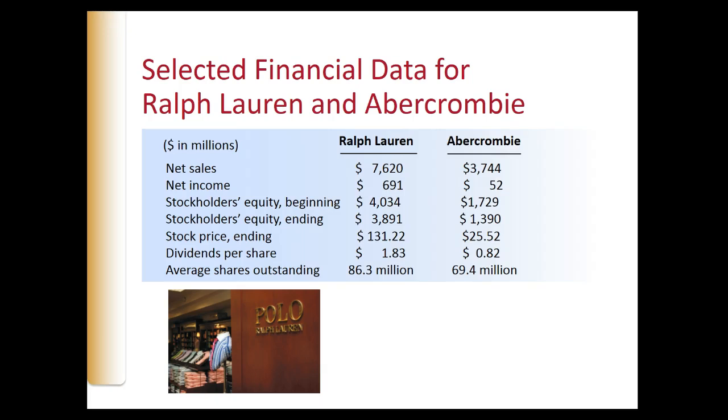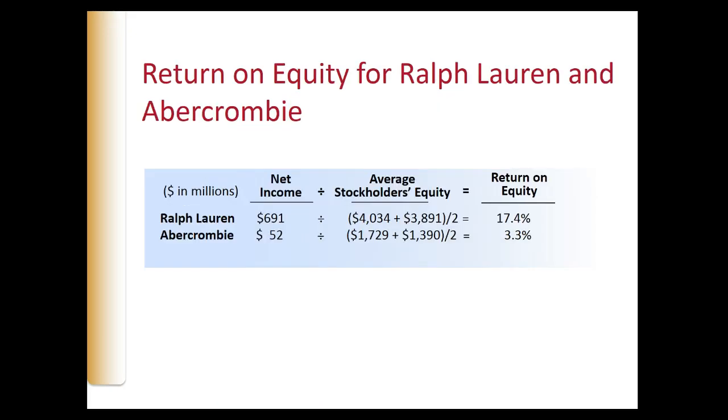So this slide provides certain financial data for Ralph Lauren and Abercrombie. You see here, we've got net sales, net income, beginning and ending stockholders' equity, the ending stock price, and the dividends per share with the number of shares outstanding. The return on equity for both companies is calculated in this slide.